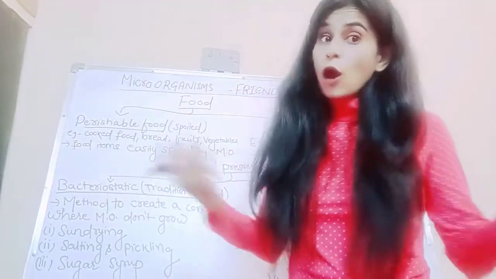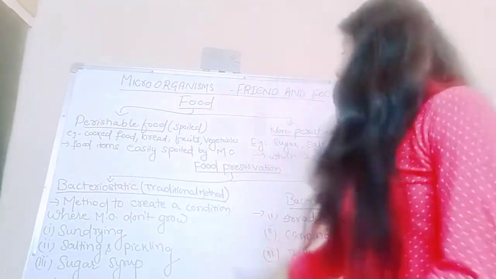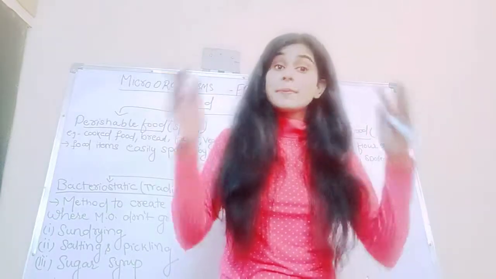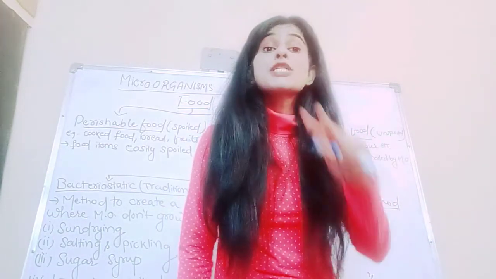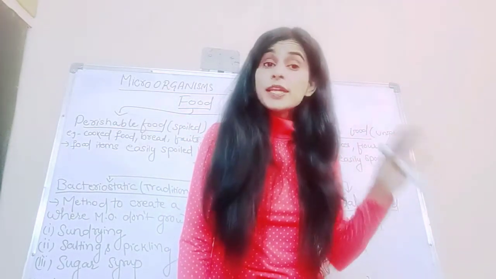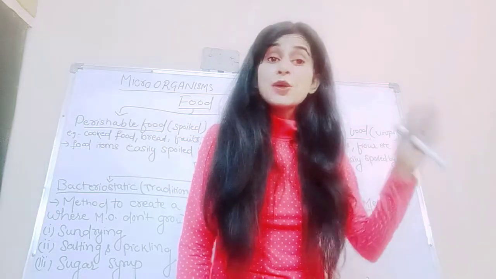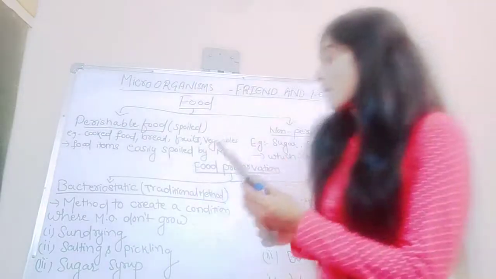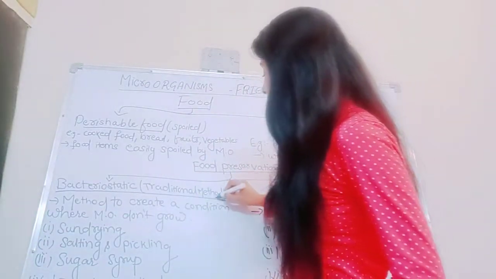So let's see how we can preserve the food. Food preservation: the next important thing is food preservation. And food can be preserved by using two techniques. Food can be preserved by using two techniques. The first one is the bacteriostatic or traditional method.